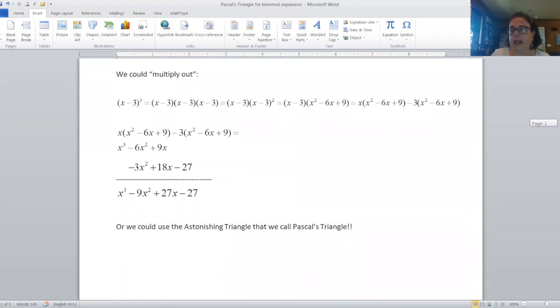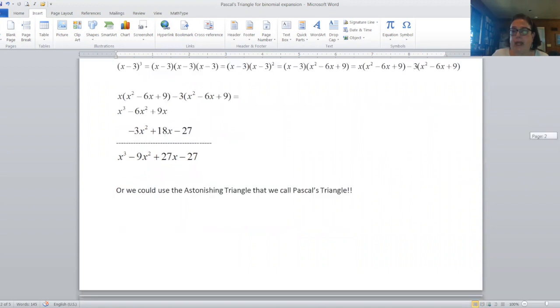Now, instead of using this method, we could use something really special. We could use Pascal's triangle. Now, I have to tell you, I'm going to show you Pascal's triangle, and I'm going to show you how to create it. And that part is really simple. But I'm only going to discuss one small secret that Pascal's triangle has. There are many, many more.